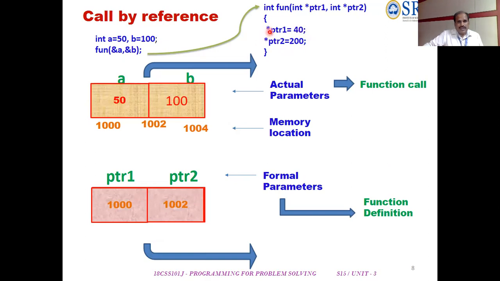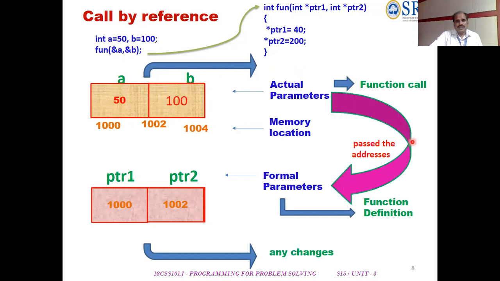So the star indicates the value at the address of the particular variable. Here the address is 1000. So star indicates that this 1000 points to the variable a. So this 40 is going to be assigned to the variable a. Similarly, 1002 points to the variable b. So now b is going to be assigned the value 200.